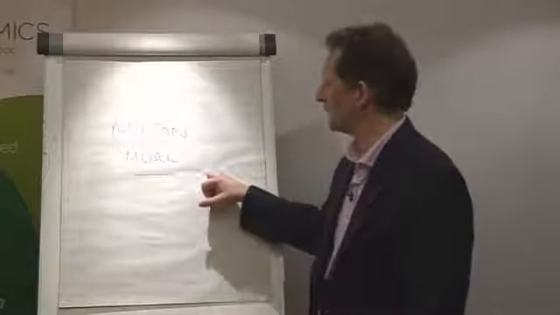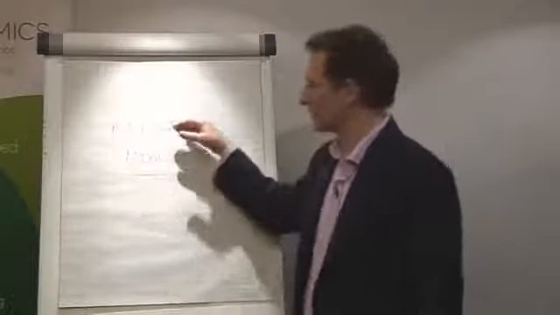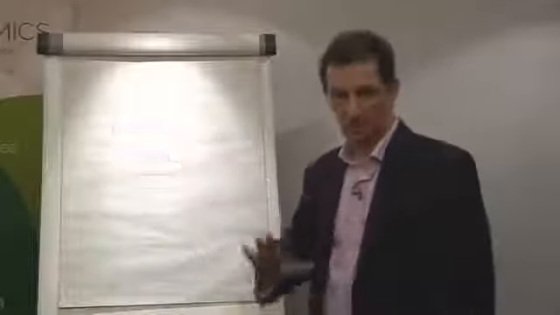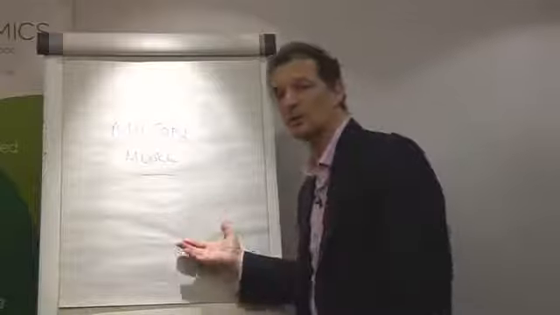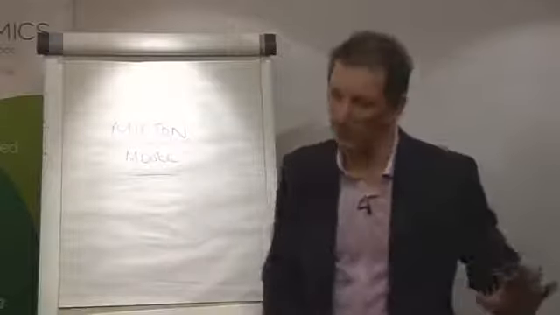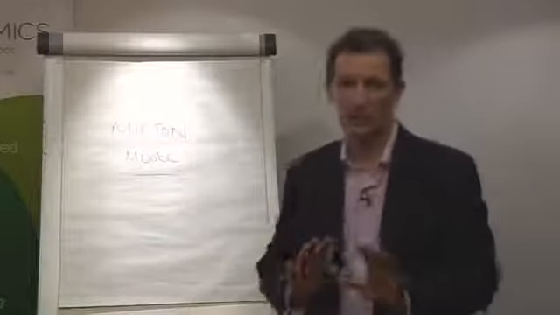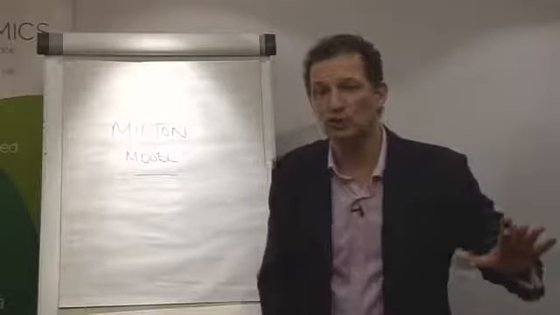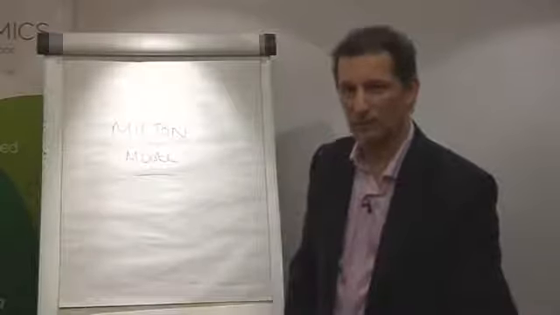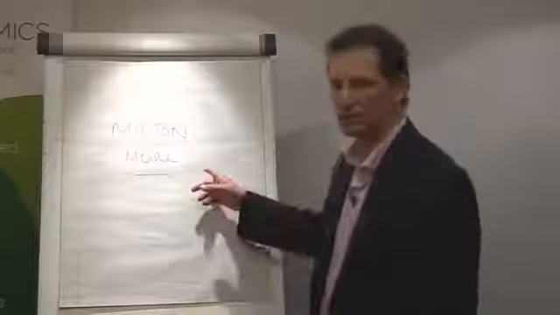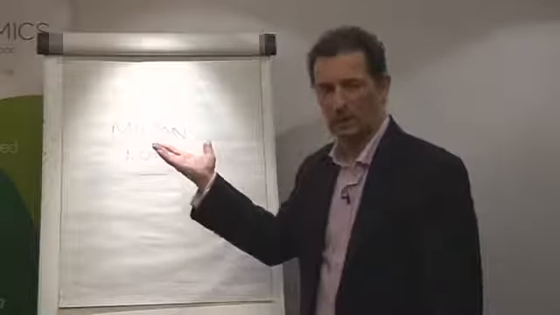So the Milton model is artfully vague. The first 13 patterns are the meta model, but they're used deliberately to be vague as opposed to the meta model, which gets specific. So in the meta model, we use the meta model to understand a client's map of the world. We use the Milton model to influence a client's map of the world.